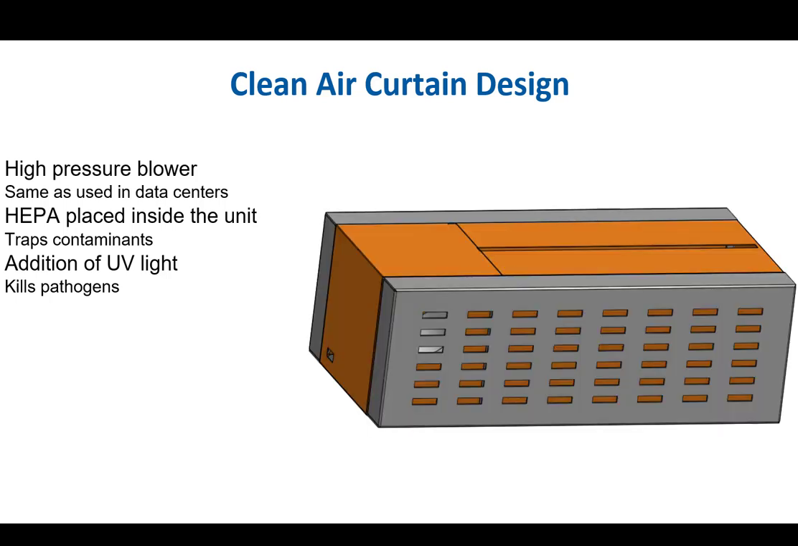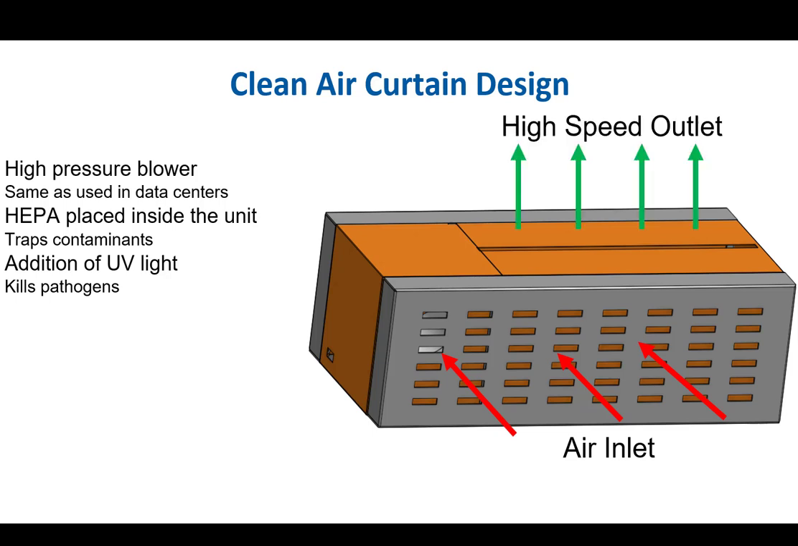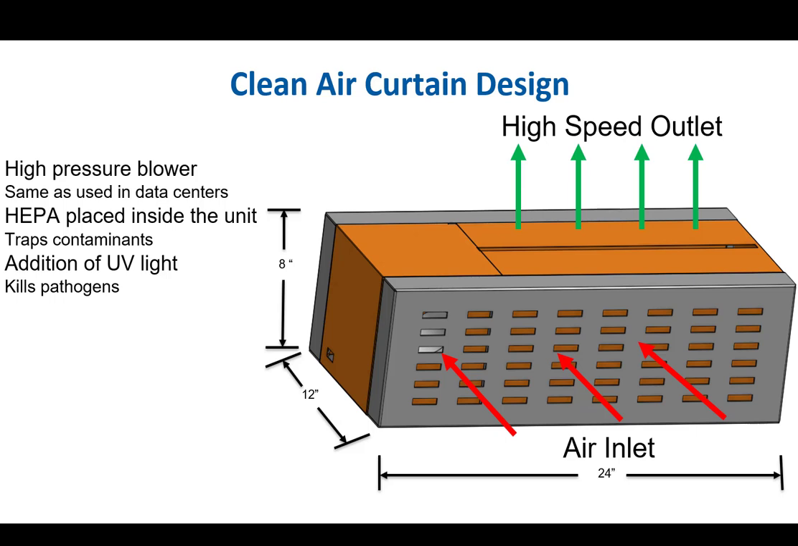The clean air curtain is shown here in this CAD illustration. Air comes from both sides of the unit and exits from the top in a very high-speed outlet plume. The device is fairly small, measuring 24 inches wide by 12 inches deep by 8 inches high, making it something that can be placed on a tabletop or a desktop, closer to the human breathing zone.